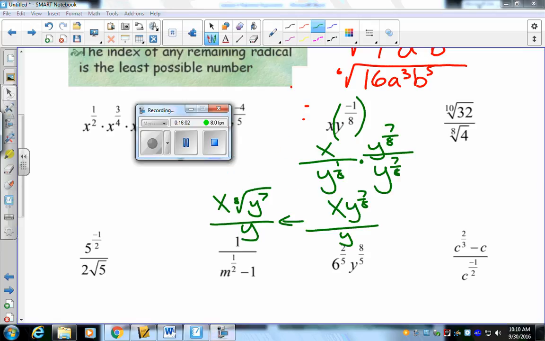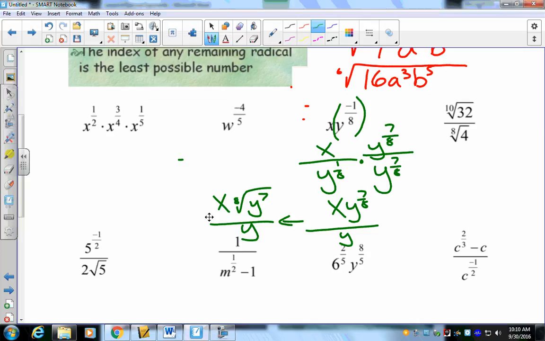All right, so take a look. First thing I did was I moved my y to 1/8 to my denominator. That got rid of the negative. Then I went through and multiplied by y to the 7/8. Why? Because that's going to create one whole, my exponent in my denominator, which gets rid of the fraction. I created a fraction up top, which is fine as long as I just translate it to radical form, which I did right here. The x doesn't get affected because it's not raised to the exponent.